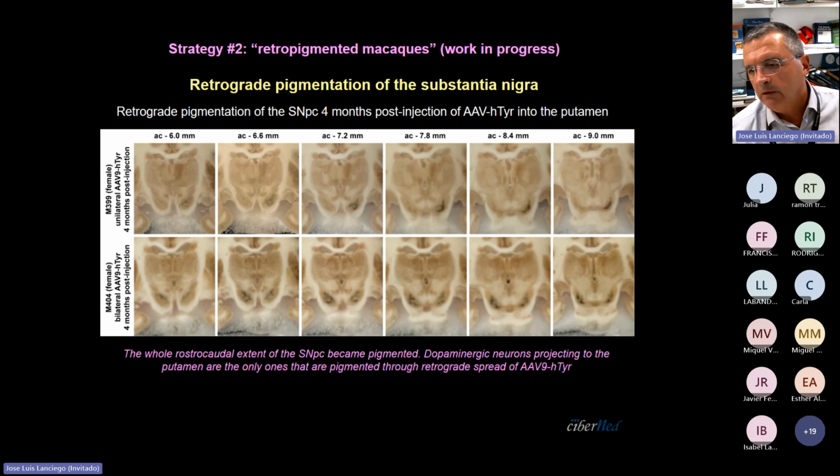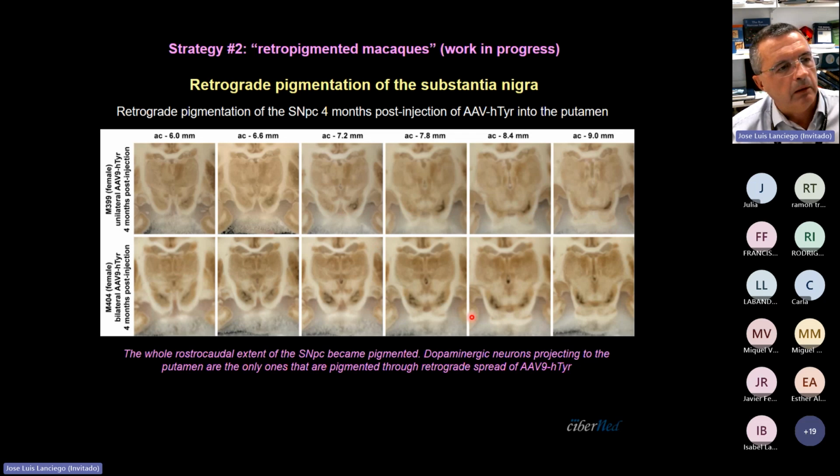Some of these animals received unilateral injections, a few other animals bilateral injections, and this is just the macroscopy readout. So this is just one single animal, from very rostral to very caudal levels of the nigra. Of course, this animal has been injected unilaterally in the putamen. You can see there's only pigmentation in the left substantia nigra.